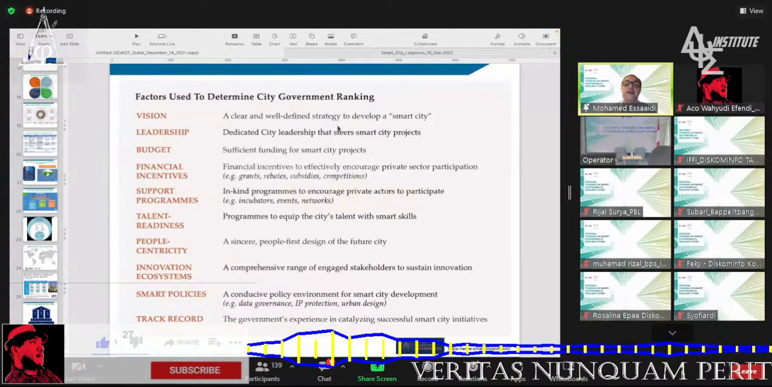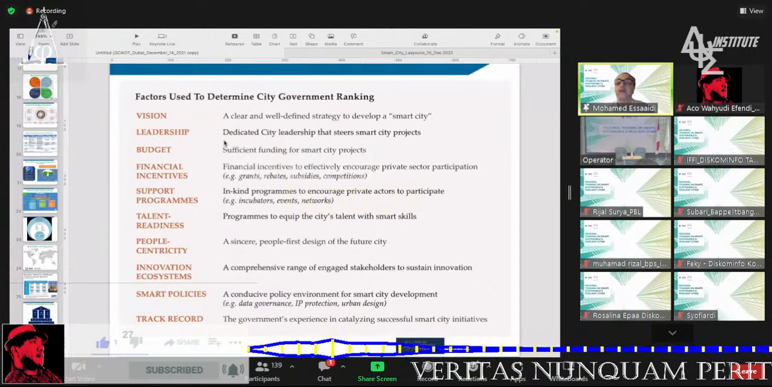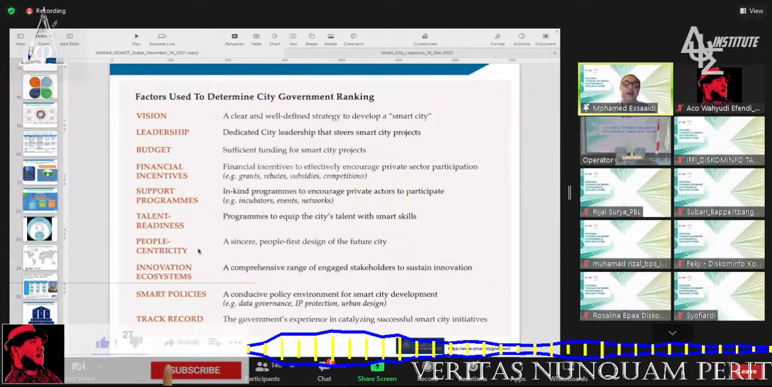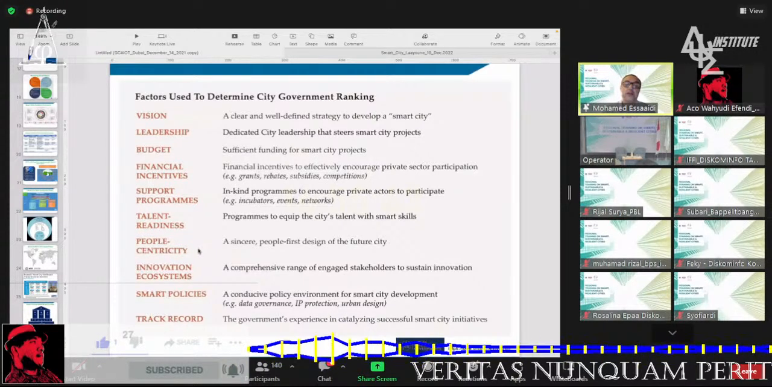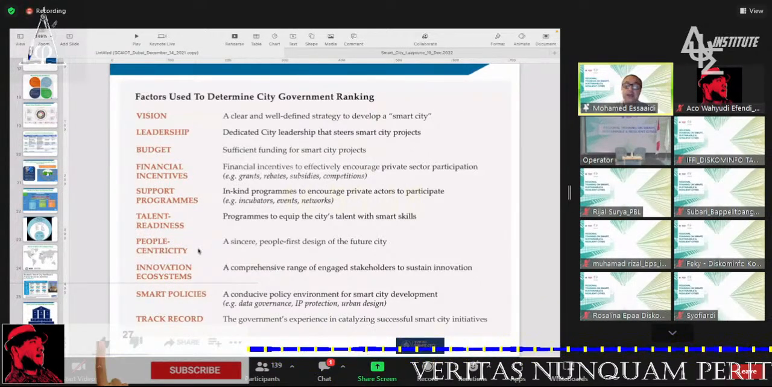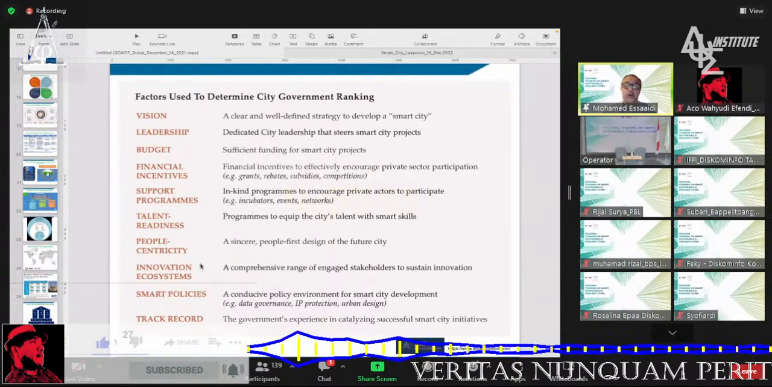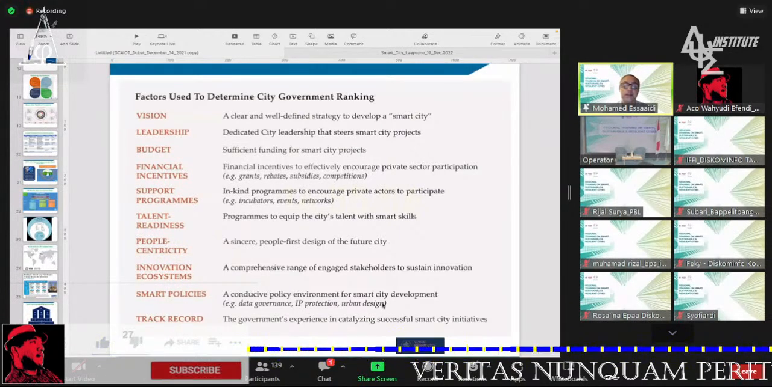So the first one is vision. We need a clear and well-defined strategy to develop a smart city. Leadership dedicated to the city. Money is important: financial incentives for startups and other stakeholders, support programs, talent readiness, people centricity. This is another important aspect, because all the strategies, initiatives, and solutions should stem from smart policies, conducive policy environments for smart city development, and we also have to track the record.